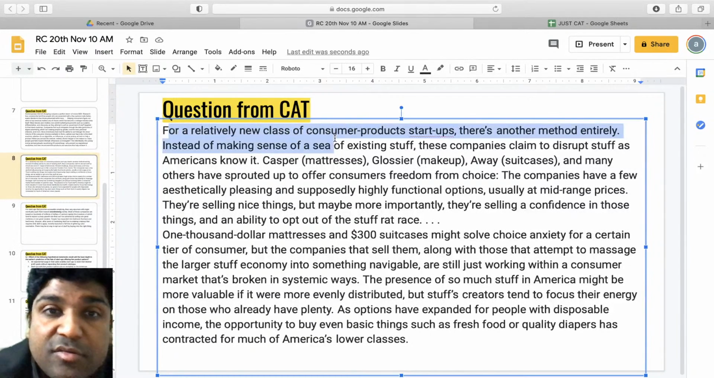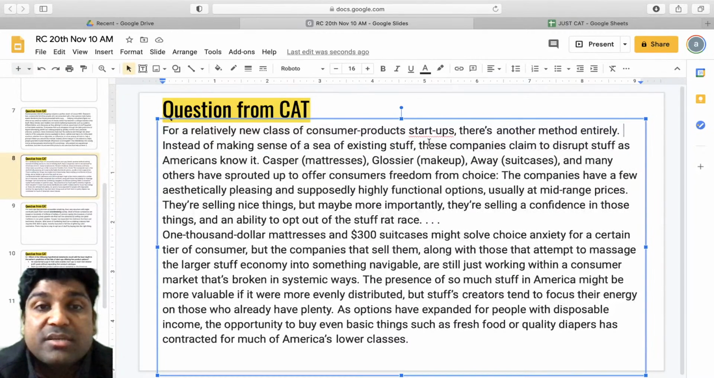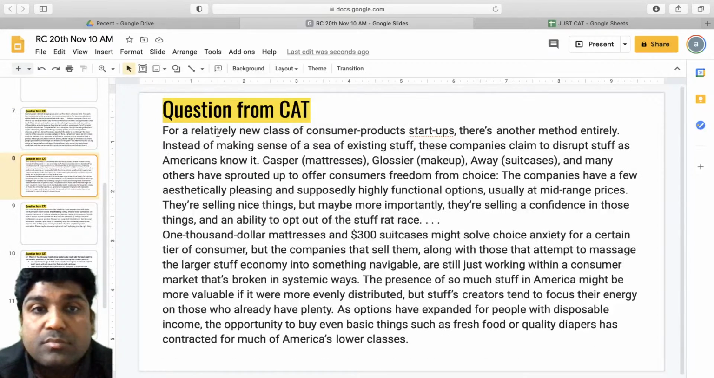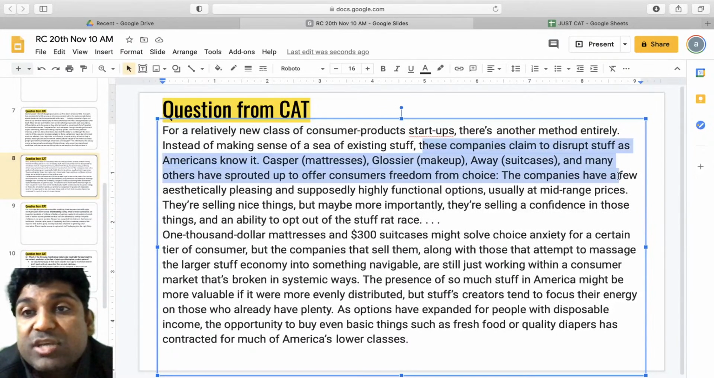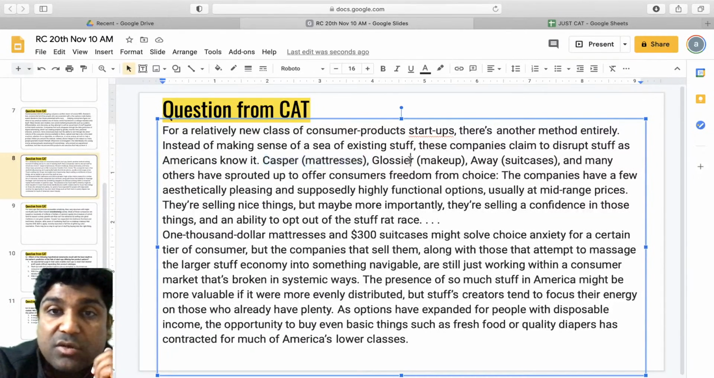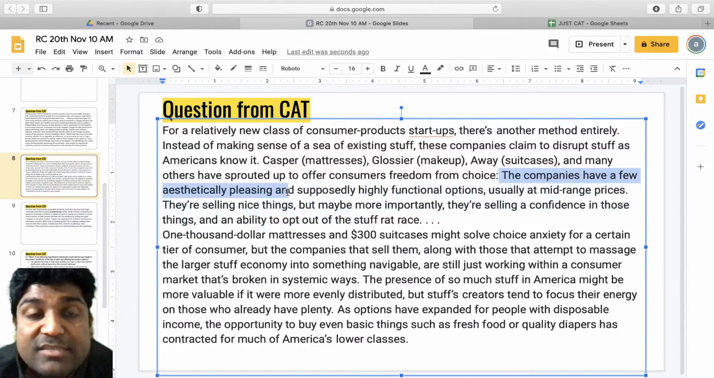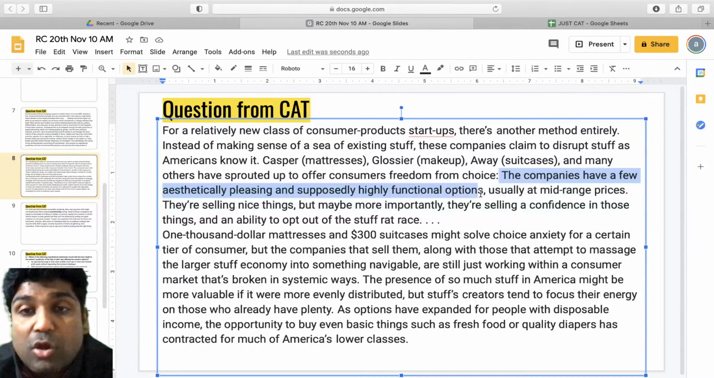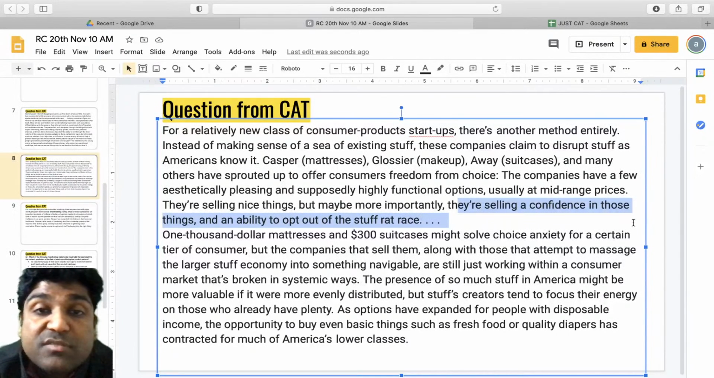For a relatively new class of consumer product startups, there is another method entirely. Instead of making sense of the sea of existing stuff, these companies claim to disrupt stuff as Americans know it. Casper mattress, Glossier makeup, Away suitcases, and many others have sprouted up to offer consumers freedom from choice. The companies have a few aesthetically pleasing and supposedly highly functional options, usually at mid-range prices. They're selling nice things, but maybe more importantly, they're selling a confidence in those things and an ability to opt out of the stuff rat race.